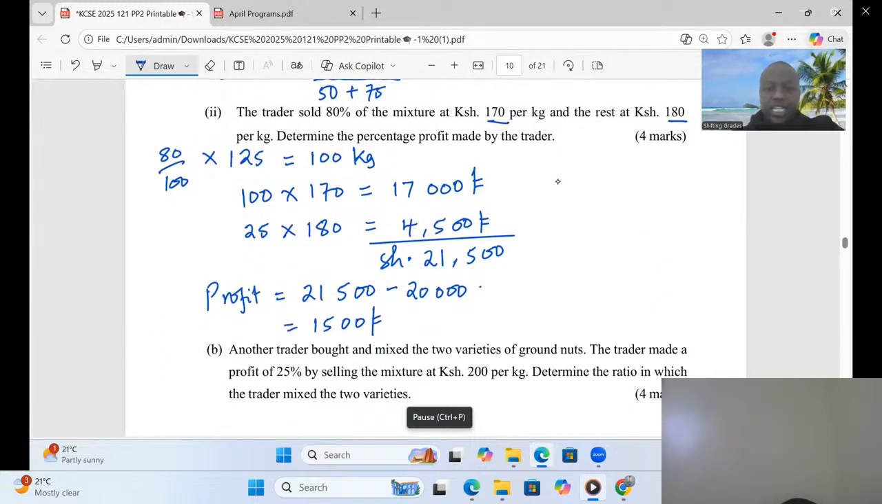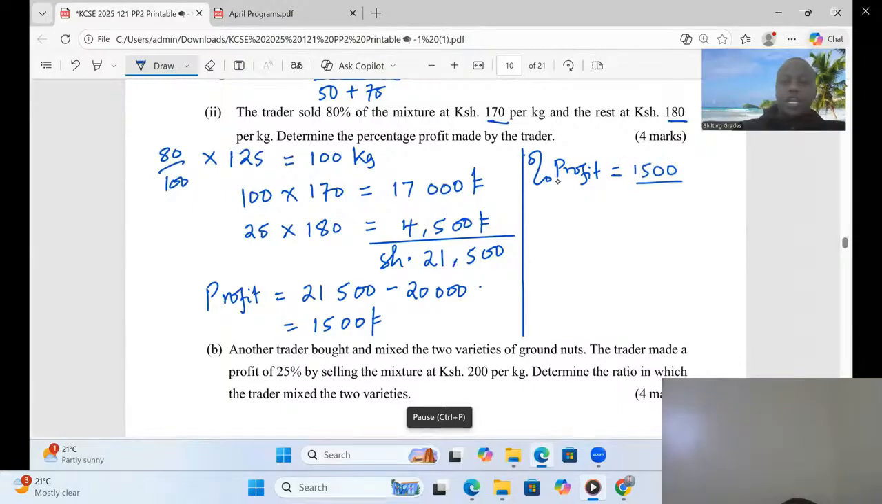Now, at this point, ladies and gentlemen, we proceed to find what we are calling the percentage profit. For us to get percentage profit, we just need the profit out of the buying price, expressed as a percentage. This is exactly 7.5%. This is a very interesting question.